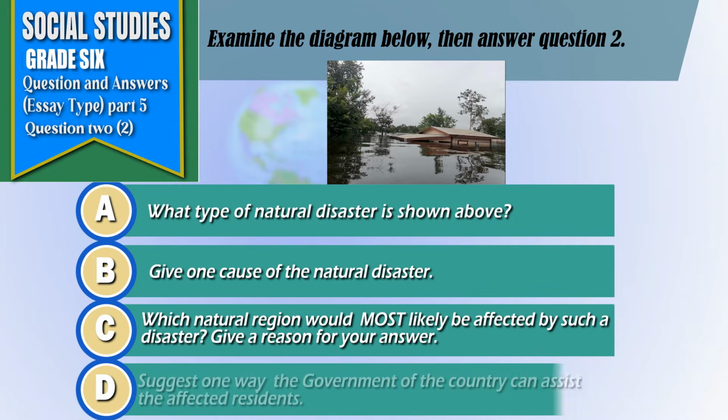C. Which natural region would be most likely affected by such a disaster? And the second part for C says, give a reason for your answer.